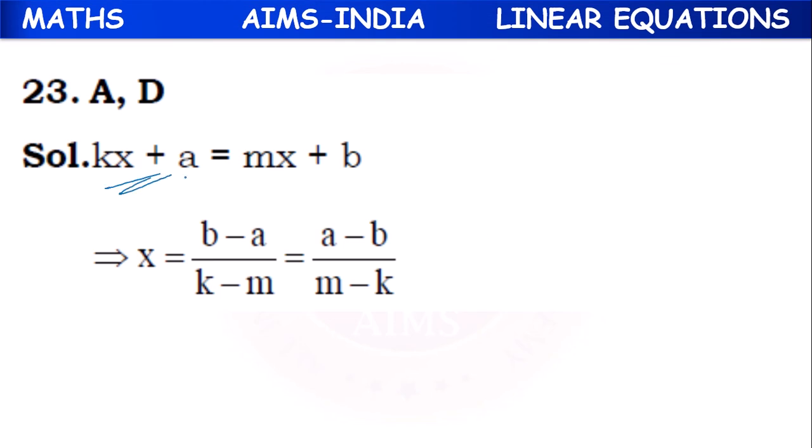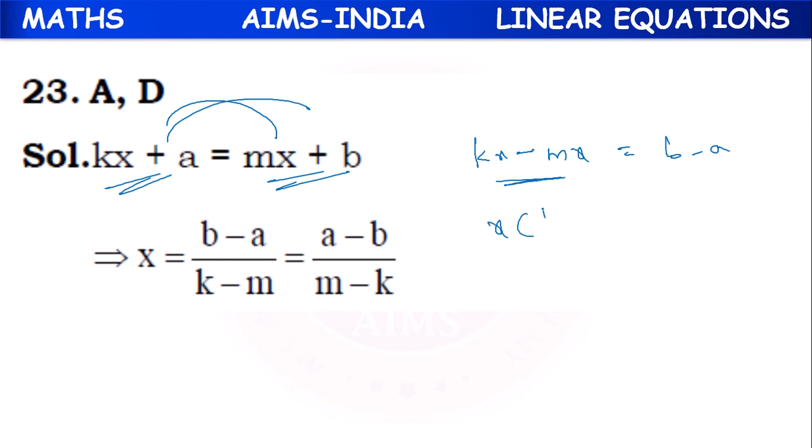So kx plus a equal to mx plus b given, children. All x terms we can take one side. kx minus mx equal to, a will come this side, we can write it as b minus a. From these two, x we can take common. k minus m will remain equal to b minus a, or this k minus m will go towards right hand side. It will become b minus a by k minus m.